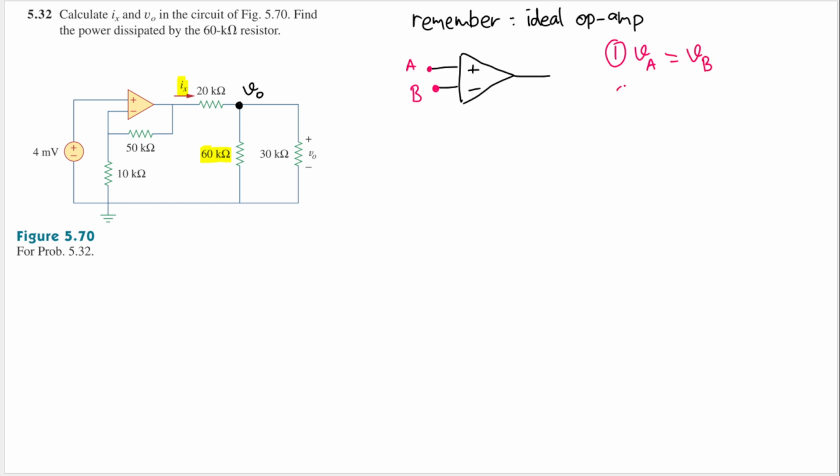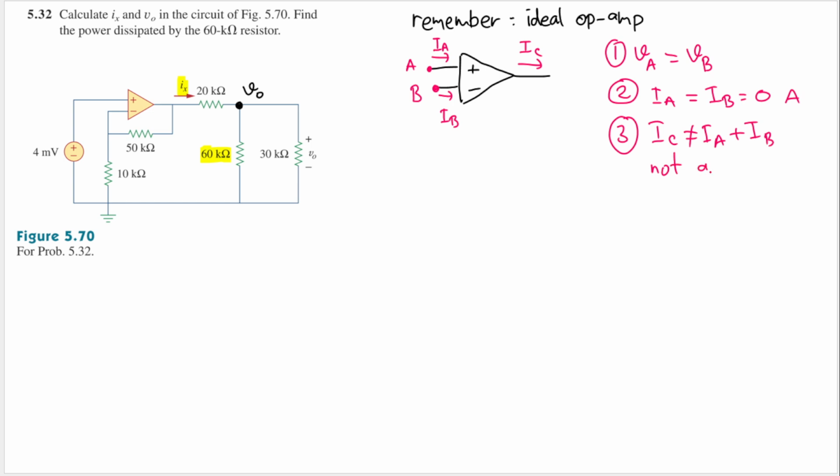And then the second property that is also important is the current that goes into the op-amp. Let's name that IA and IB. IA is equal to IB, but both of them are equal to 0. And if we have a current that goes out of the op-amp, IC here, IC is not the sum of IA plus IB. So IC is not 0. In other words, it is not a KCL node.